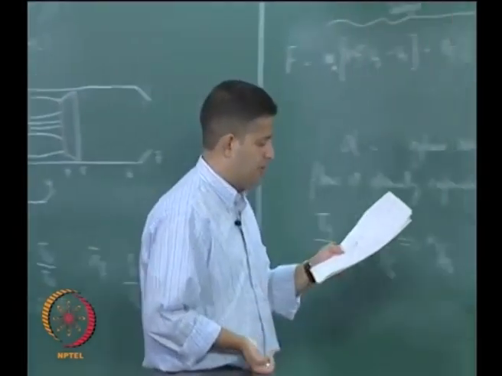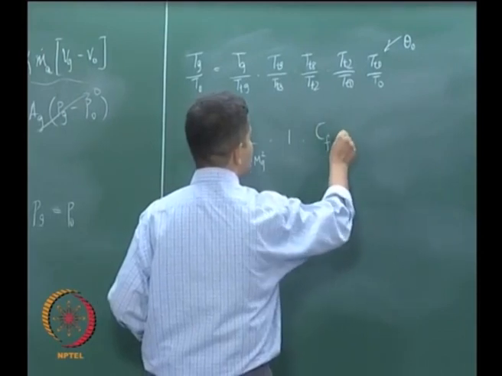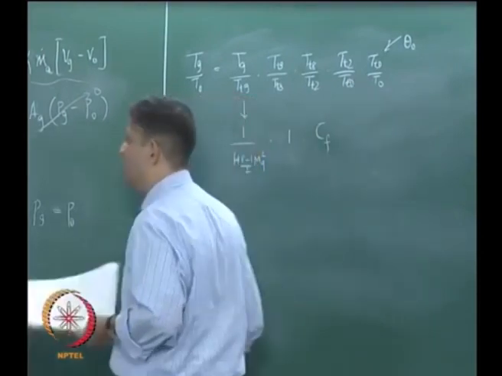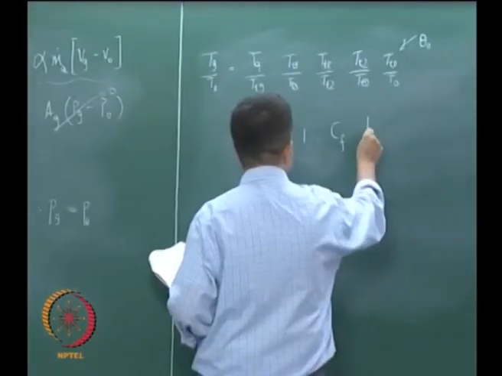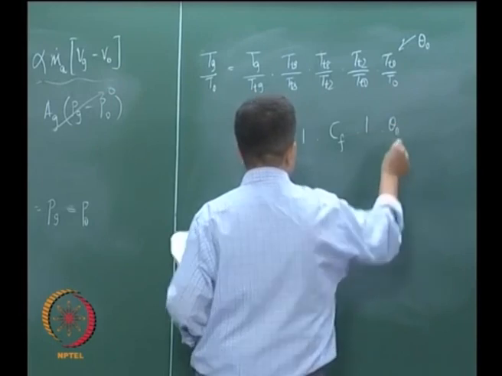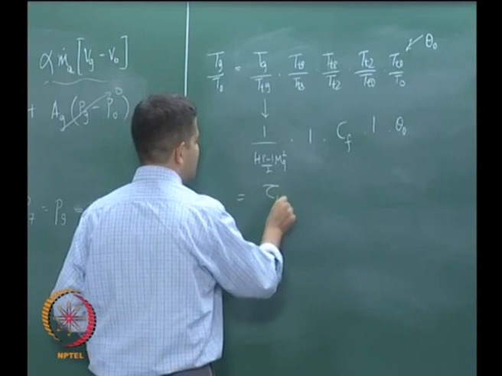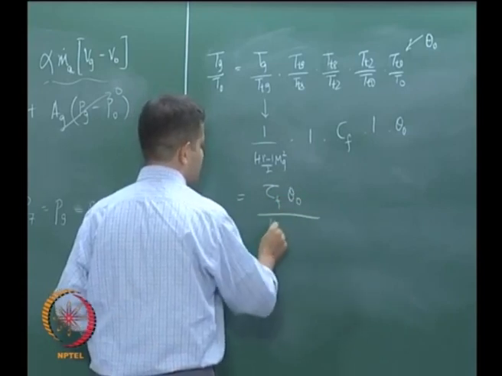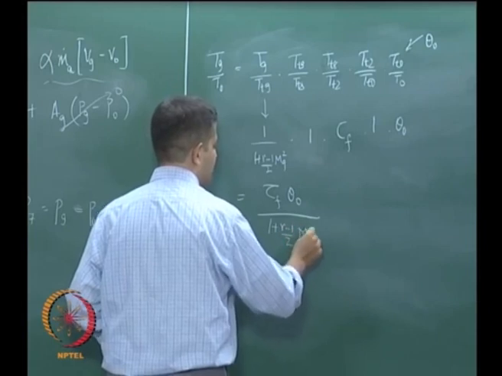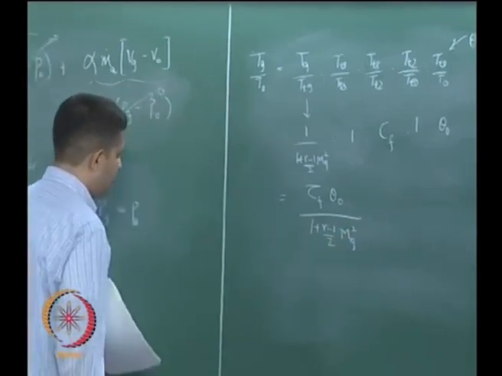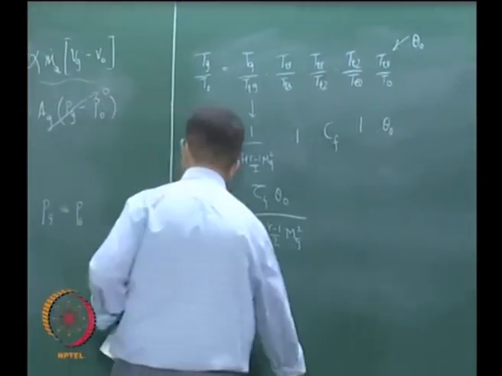So coming back here, I will get this as tau f into this TT2 by T naught, it is 1. So I get tau f theta naught by 1 plus gamma minus 1 by 2 m9 square. Okay. When we cascade pressures, we will get this ratio also. So let us do that.